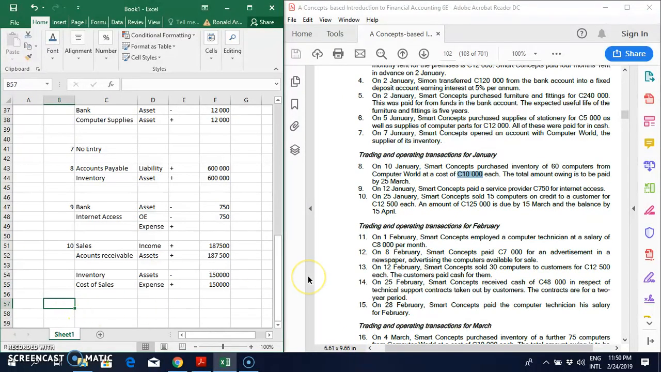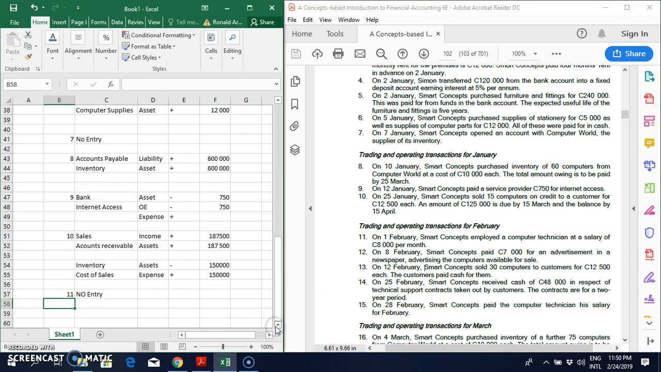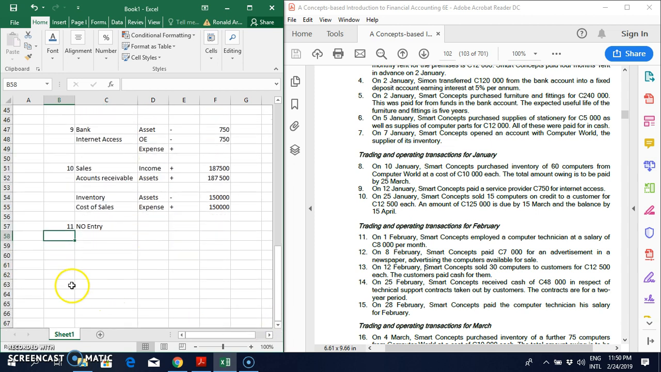We go to transaction number 11. It says on the 1st of February, Smart Concepts employed a computer technician at a salary of 8,000 Rand per month. So transaction 11, I say no entry. Remember what we said previously? We employed the computer technician. Did we pay the salary? No. Did the computer technician work for us? No. So there's no business transaction that occurred, so therefore the transaction is no entry.